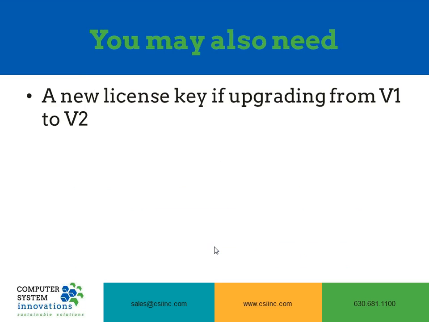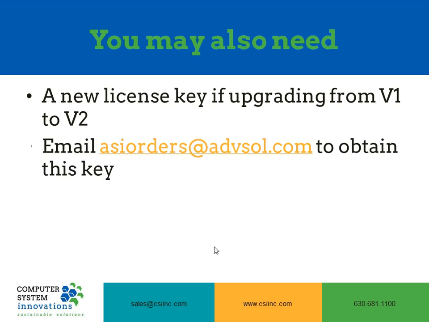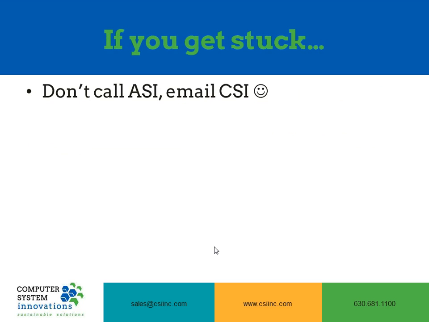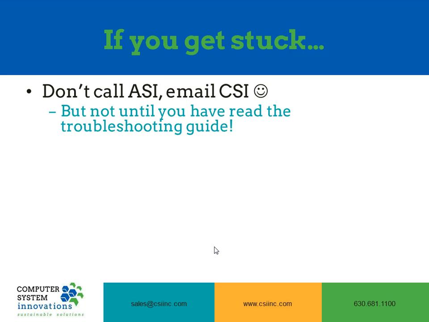You're also possibly going to need a new license key. If you're on iEmail version 1 and you want to go to version 2, you're going to need a new license key. We changed the way iEmail is licensed from a key perspective, and you have to get that. In order to get that, you email ASI at asiorders@advsol.com, and they will give you a new license key. Say, hey, I'm upgrading to iEmail version 2. Can I please get a new license key?